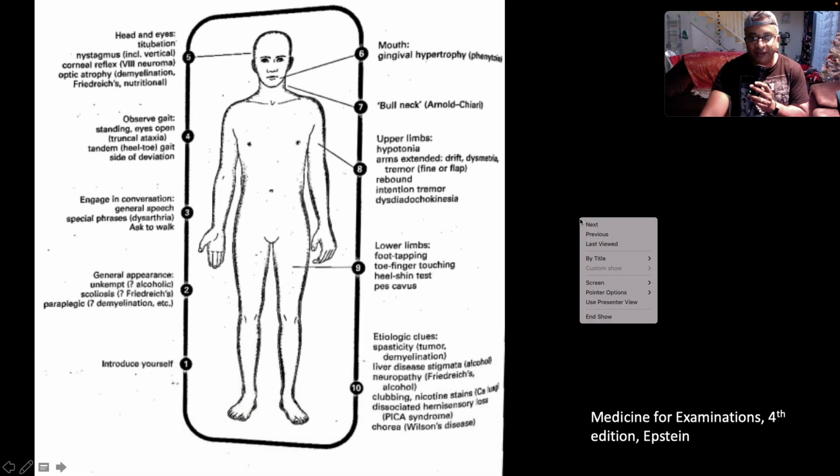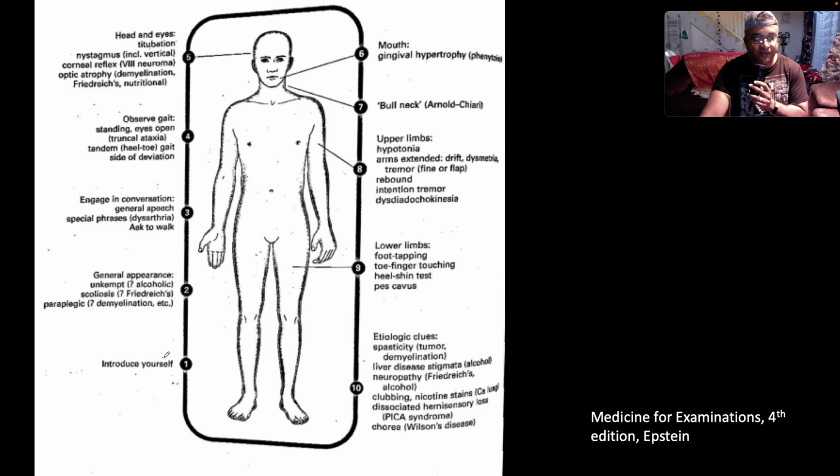Alrighty, so as customarily the case, we can approach our patient. First up, introduce yourself and obtain consent for the examination, right? Then just step back and look at the gestalt of the case, the general appearance of the patient. Does the patient appear unkempt, which may be a clue that maybe they are using alcohol, that they're addicted to alcohol, right? Is there any scoliosis which lends itself to Friedreich's ataxia? We'll be talking about Friedreich's ataxia, which encompasses cerebellar pathology in its diagnosis.